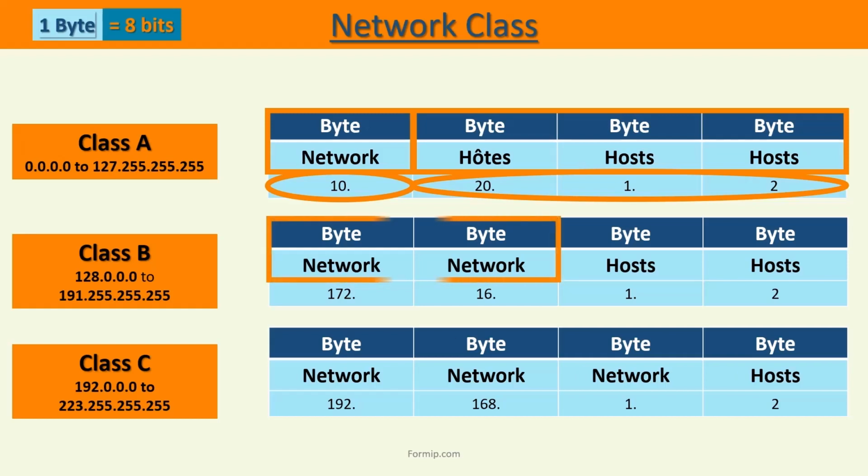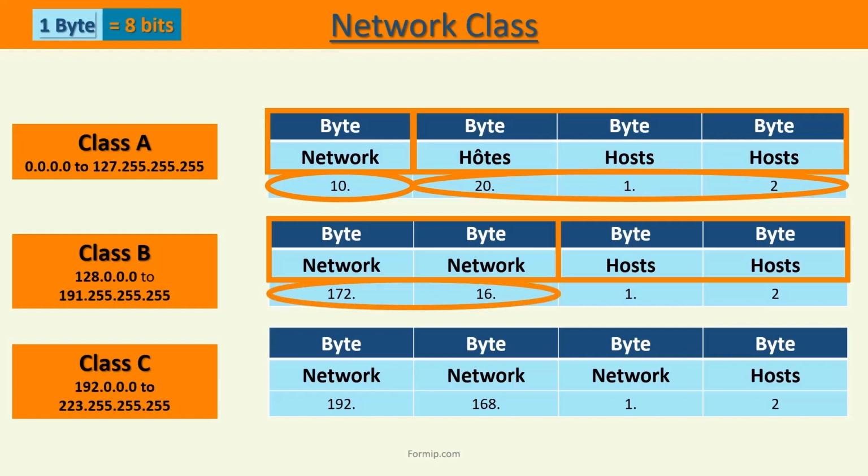A Class B network has 2 bytes reserved for the network address, and the 2 other bytes are reserved for hosts. This means that we have more networks, but fewer hosts per network than Class A. For example, in address 172.16.1.2, the network address is 172.16, and the host address is 1.2.